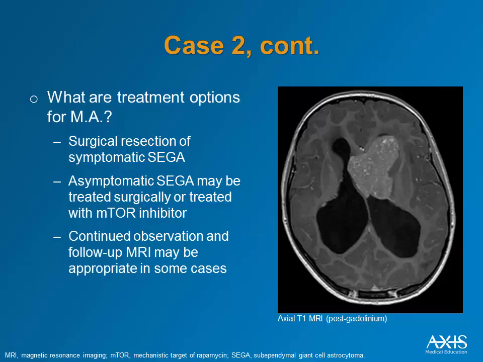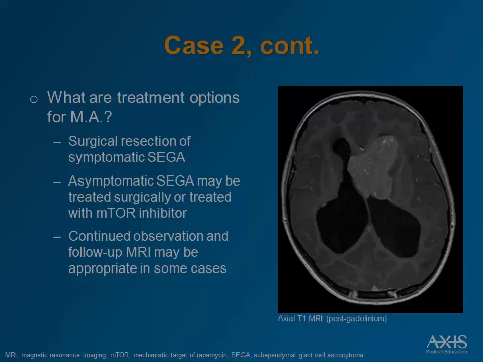And so surgical resection would be the recommended therapy for a symptomatic SEGA. If it was asymptomatic, treatment with an mTOR inhibitor certainly is an option. And then in some cases, continued observation may be appropriate. For this patient, certainly the latter two would not be consistent with the recommended guidelines, and so appropriately she was taken urgently to the operating room for tumor removal.